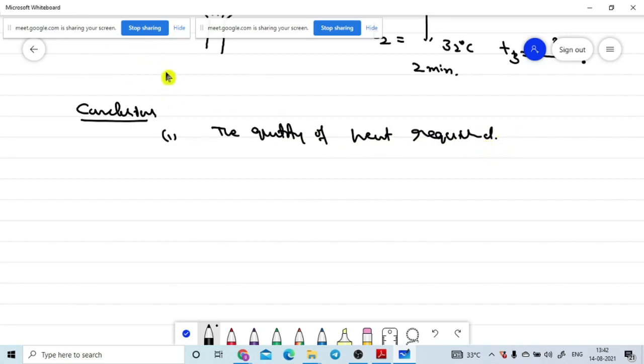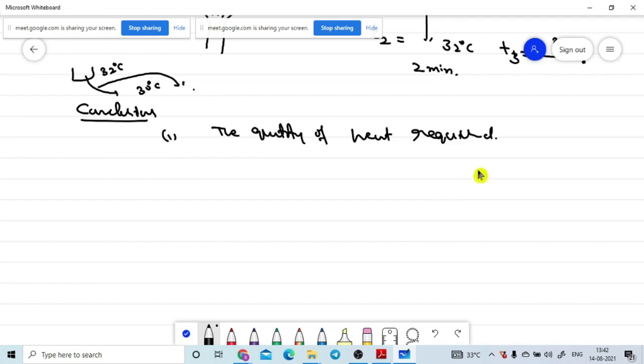Now this is the experiment we did to raise the temperature of the water. If the same experiment is performed to cool the water, that means the water is already at 32 degrees Celsius and we need to cool it to 30 degrees Celsius. In this case heat will come out from the system. Is it correct or not? Yes, sir.